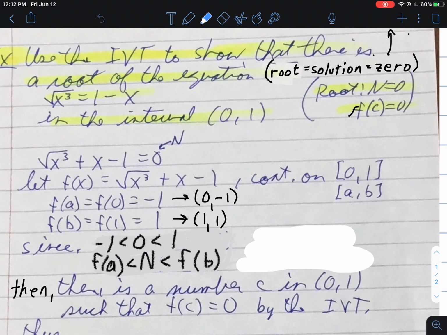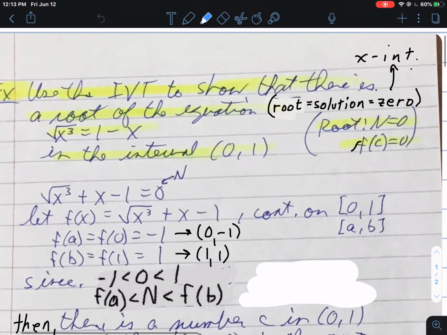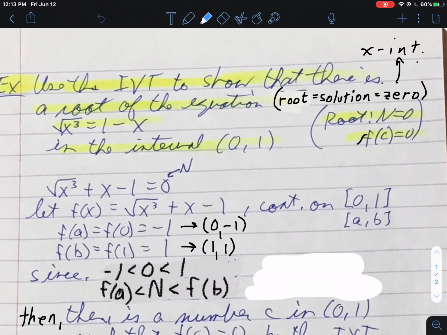Now, first of all, just some quick notation or terminology. When we talk about a root of an equation, that's just another word for a solution to an equation. So our question is, we're trying to show that there is a solution to that equation in that interval between 0 and 1. Another word for those, we also call them zeros of a function. You may remember that from algebra. The root of an equation, the solution of an equation, the zero of a function, which corresponds to the x-intercept on the graph of that function.